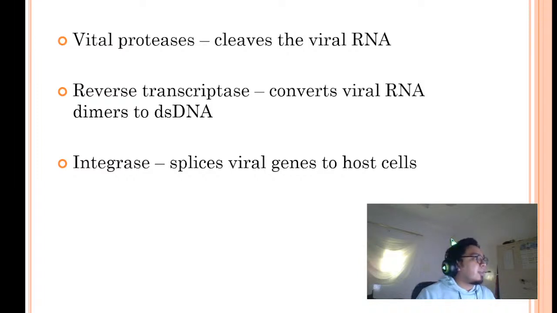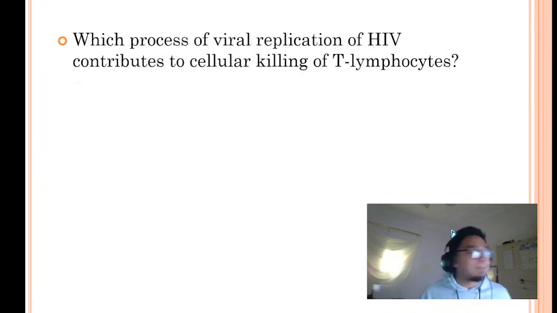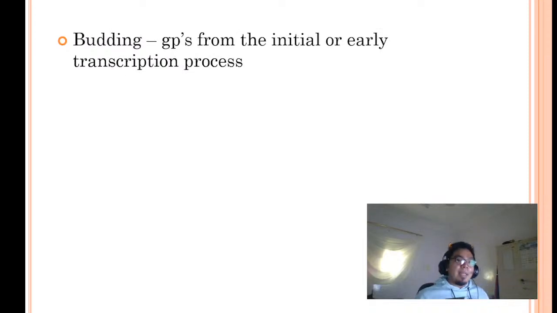Reverse transcriptase converts viral RNA to dimers of double-stranded DNA, and integrase splices the viral genes to the host cells. All right. Now, which process of viral replication of HIV contributes to the cellular killing of T lymphocytes? It is budding. Remember budding?